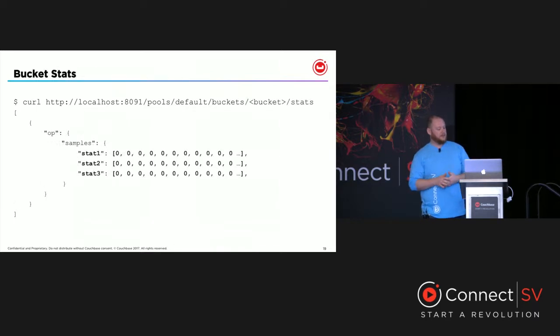We can then take that bucket name in order to fetch the stats. When you hit the pools default bucket stats API, you're going to get all of the stats for that bucket in a single response. We can then parse that response, look for the stats that we're interested in, evaluate their current state, and then send responses back to Nagios.